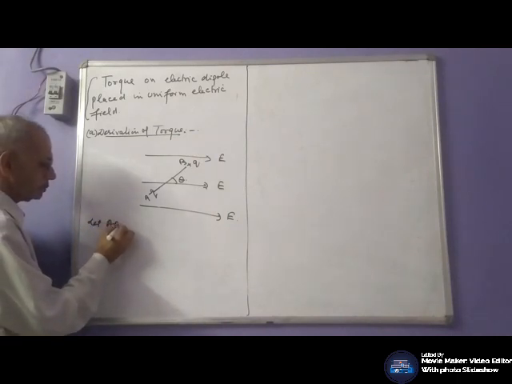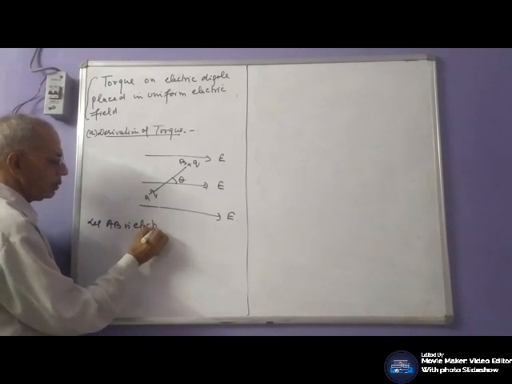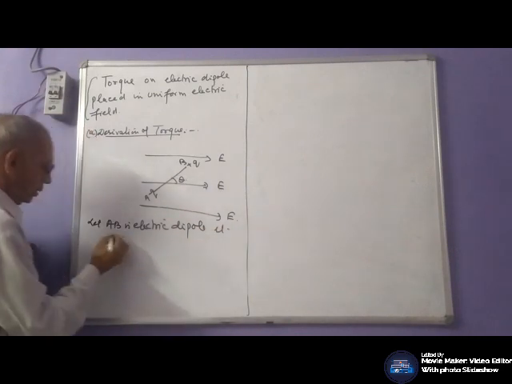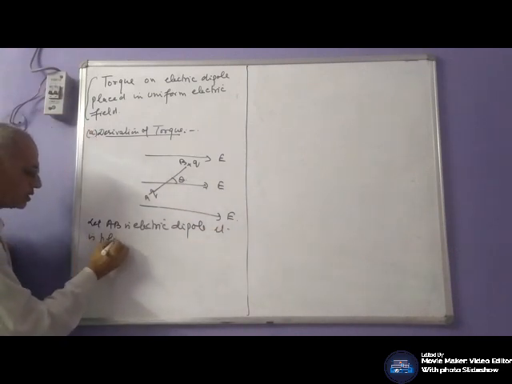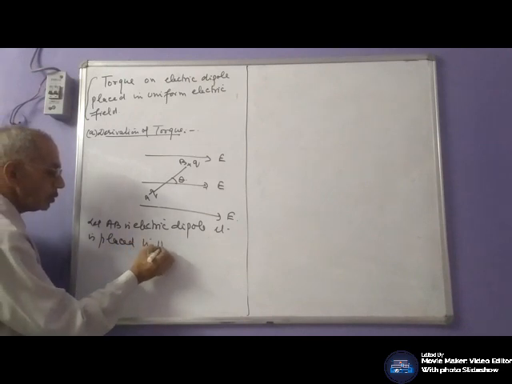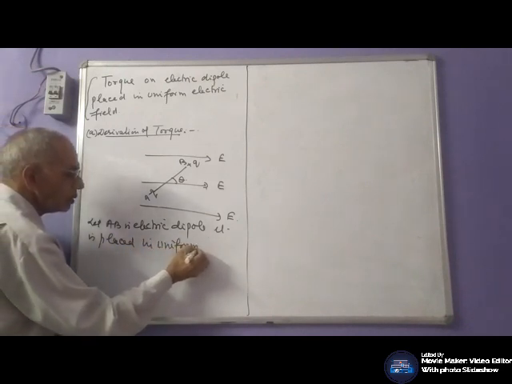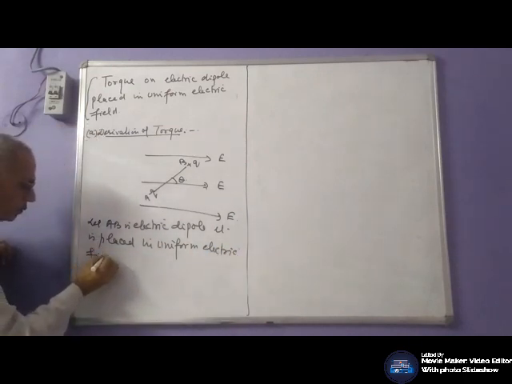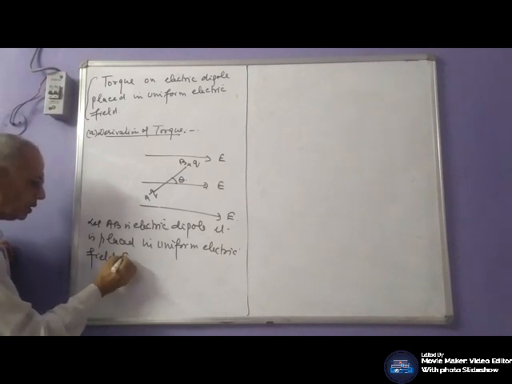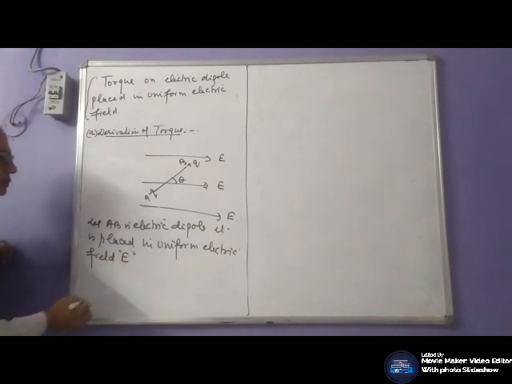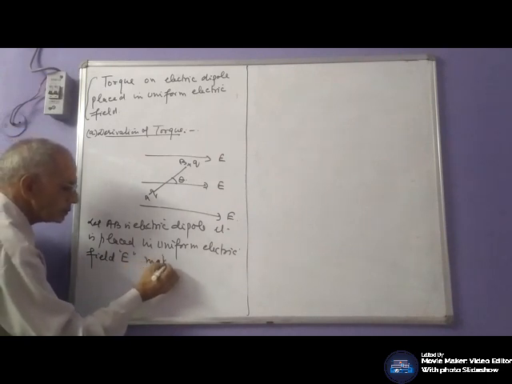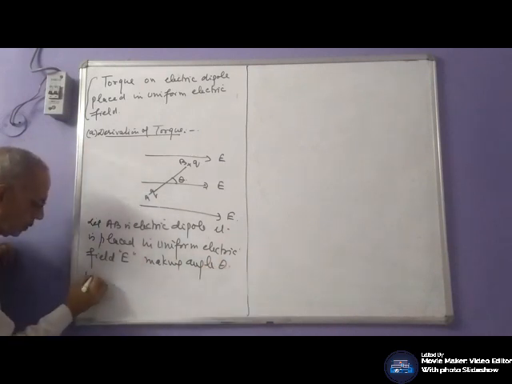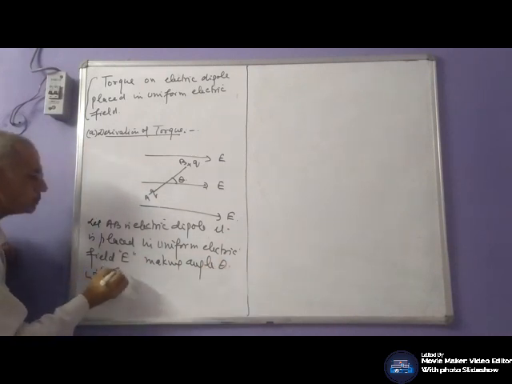Let AB be an electric dipole. It is placed in a uniform electric field E, making angle theta with E.